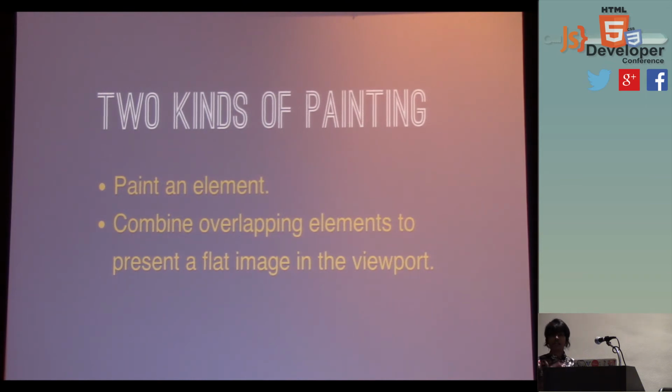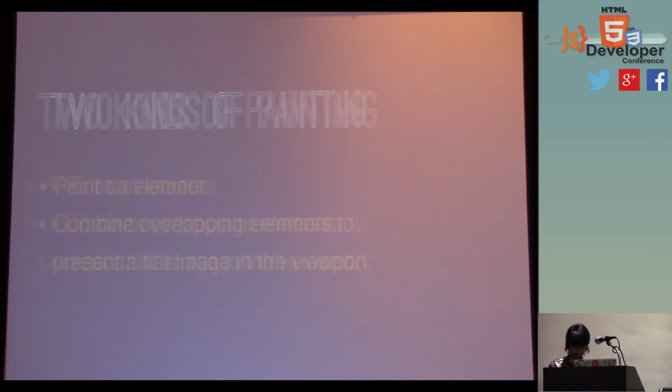So if you have an element that has a z-index of 10, it needs to be painted on top of the body element and whatever is the child element of the body. So this is another kind of painting. This is what typically is known as compositing, and I will look into that a little bit later.